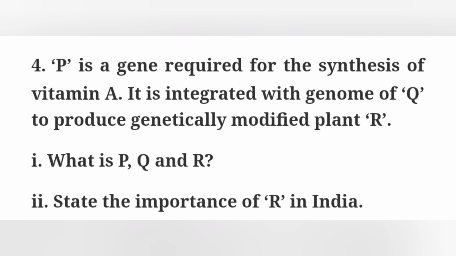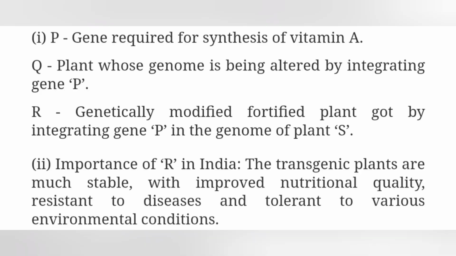Fourth question, P is a gene required for the synthesis of vitamin A. It is integrated with the genome of Q to produce genetically modified plant R. First point, what is P, Q and R? Then second point, state the importance of R in India.